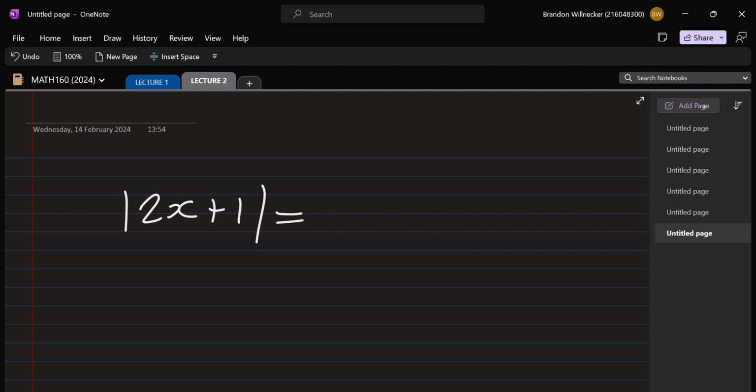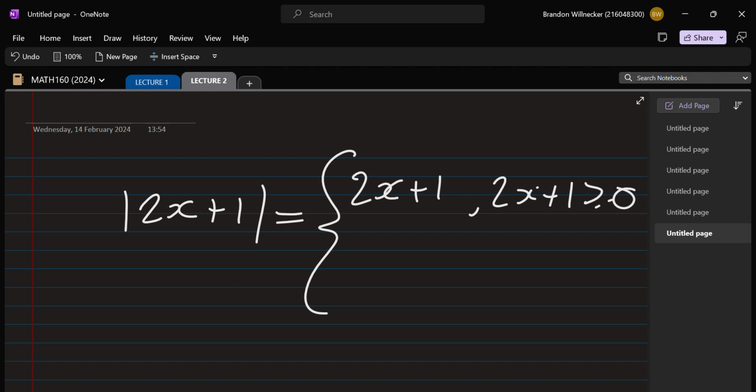Okay, so this is going to be equal to what? Remember how the absolute value of something is defined. It's going to be that something if that something is positive. It's going to be minus that something if that something is negative, in order to give a positive result. So that something here is 2x plus 1. So it's going to be 2x plus 1 if 2x plus 1 is positive. Not if x is positive, if the entire thing is positive. Please do not make that mistake.